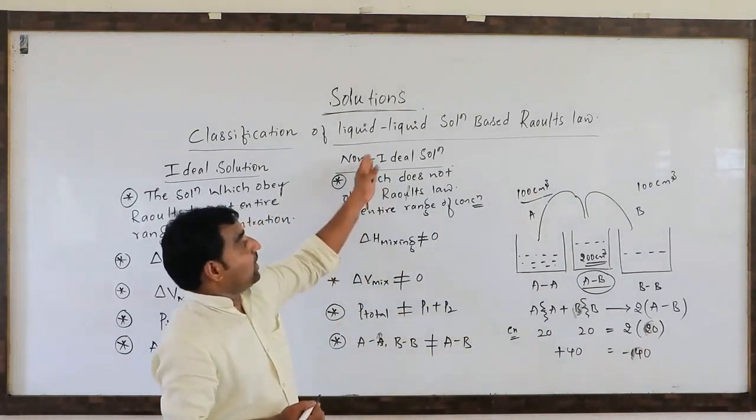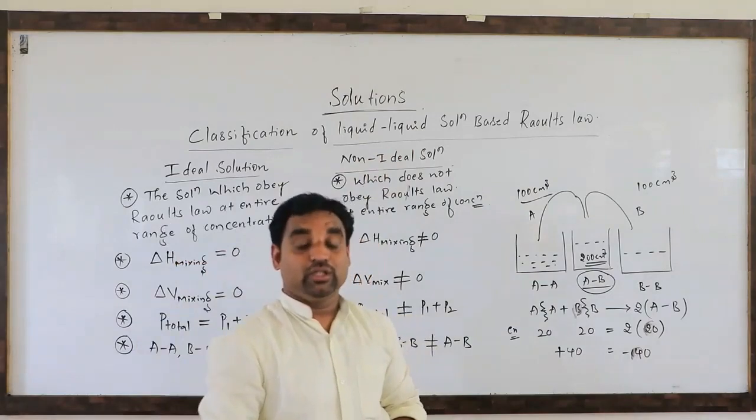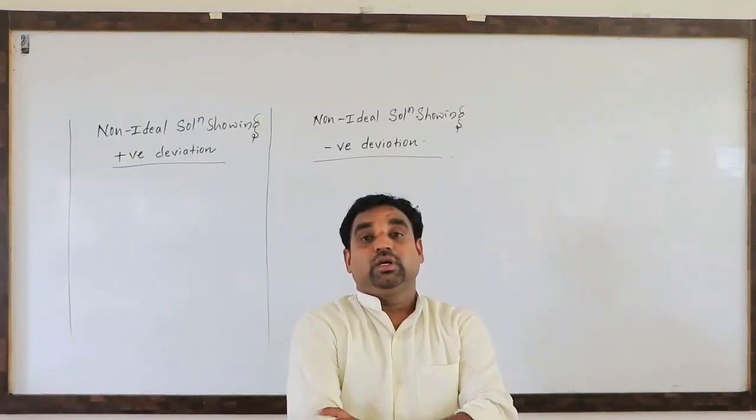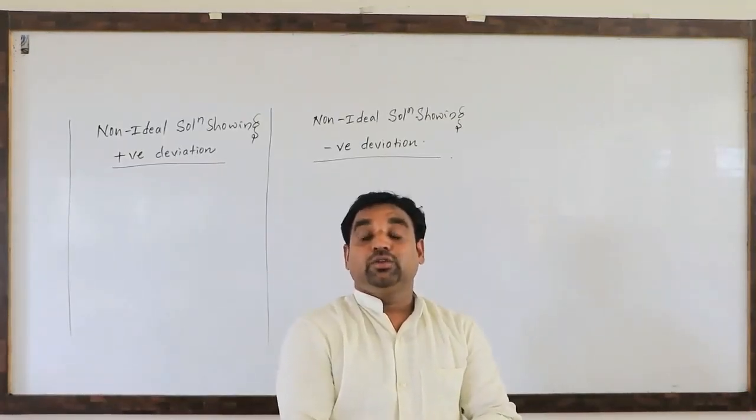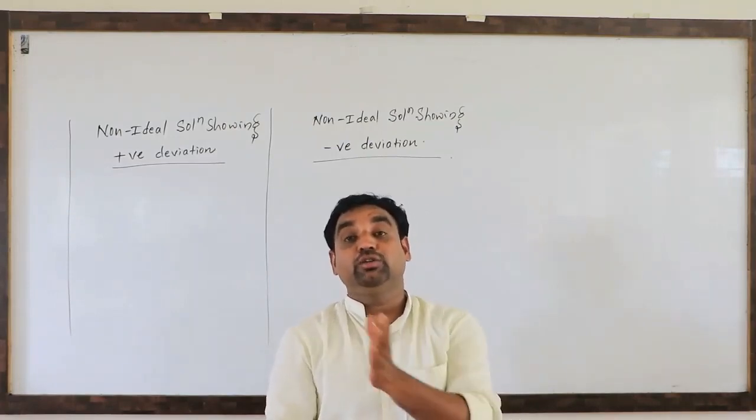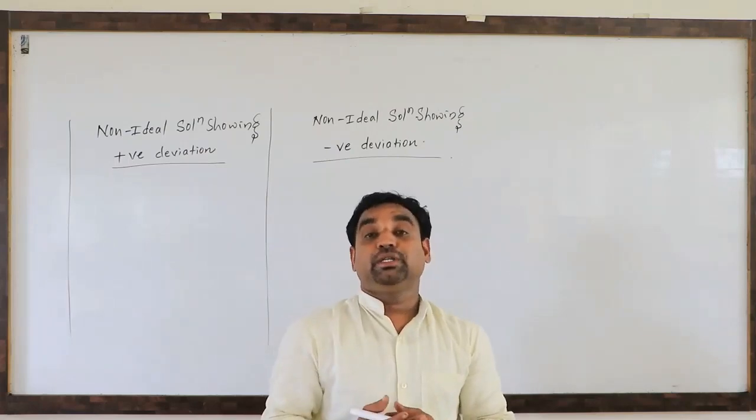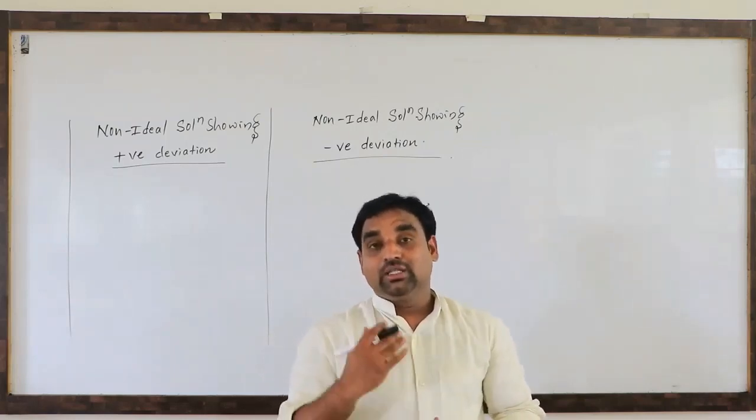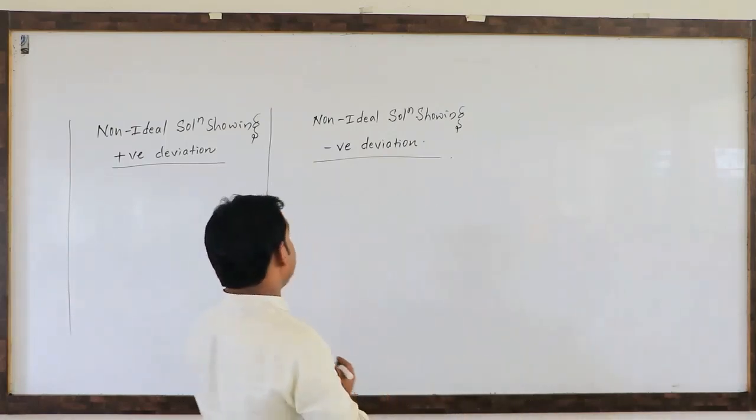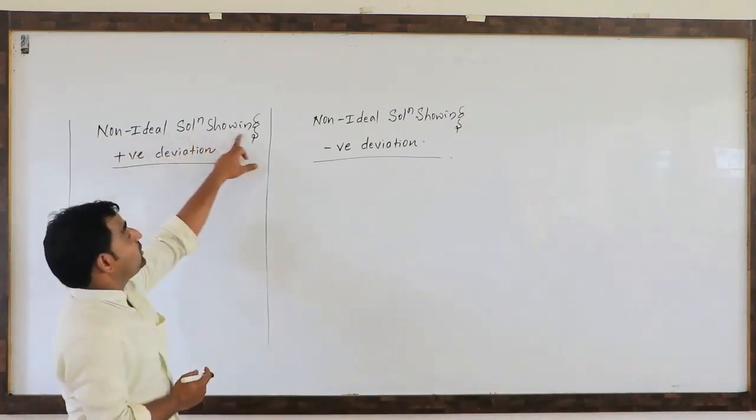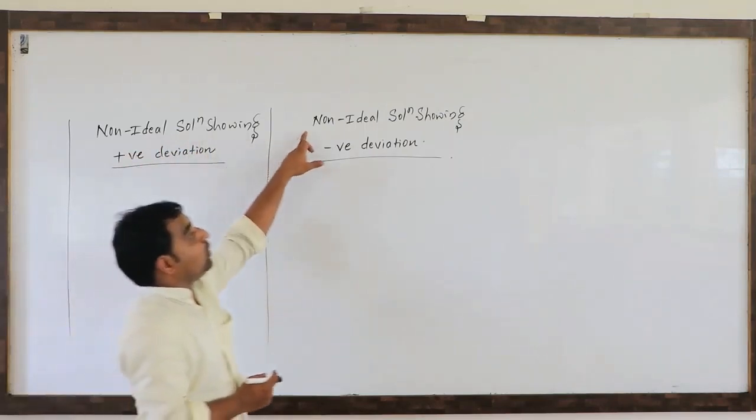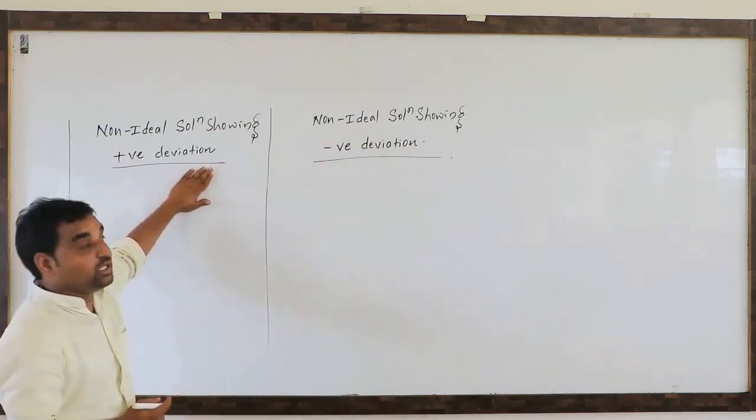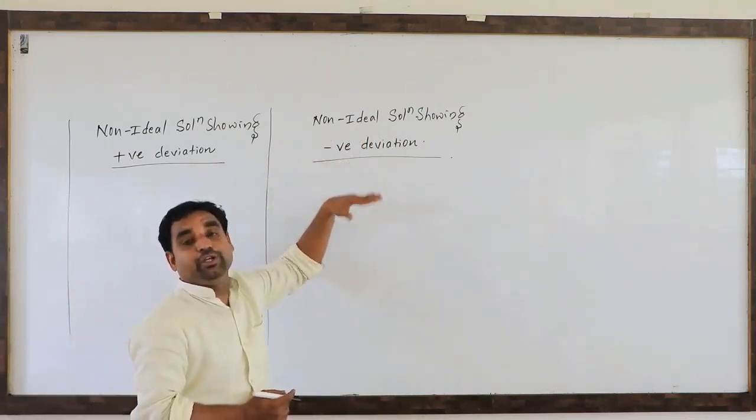Now we'll discuss the classification of non-ideal solutions based on positive deviation and negative deviation on the basis of vapor pressure. According to Raoult's law, the non-ideal solutions don't have the vapor pressure predicted by it. It may be more vapor pressure than predicted by Raoult's law or less. So the classification of non-ideal solutions based on vapor pressure is: a non-ideal solution showing positive deviation and a non-ideal solution showing negative deviation. Which type of solutions will show positive deviation and which will show negative deviation? Now we will discuss that.